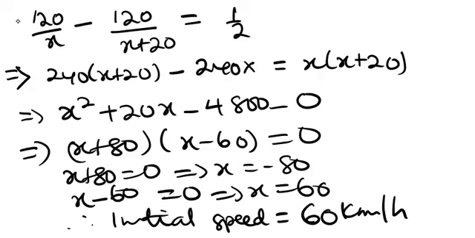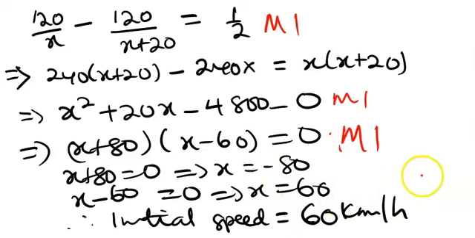Okay. Now setting up the equation, this was the initial time, and then the second one is when the speed was increased by 20, and then the time was reduced by 30 minutes. So setting up the equation, M1, then clearing the fraction, you get M1. Solving or factorizing, get M1, and then getting the answer 60 kilometers per hour, you get A1. And make sure the unit is correct. If you omit the unit, you lose 1 mark. So you get 13 marks.